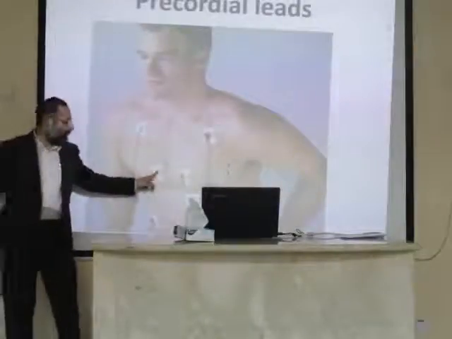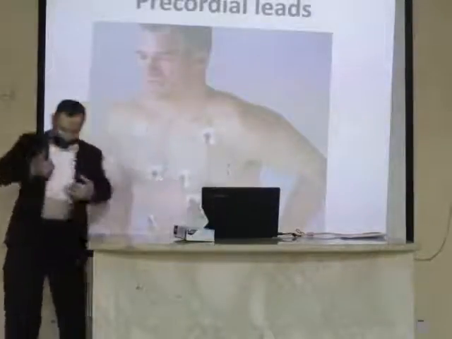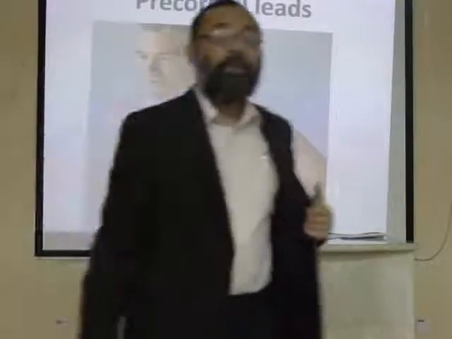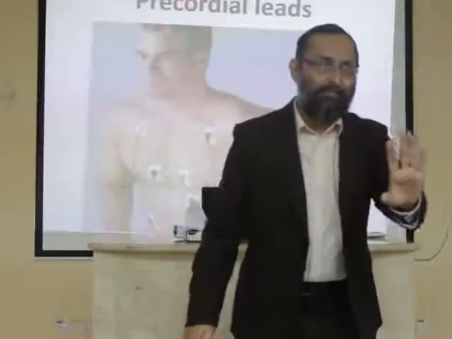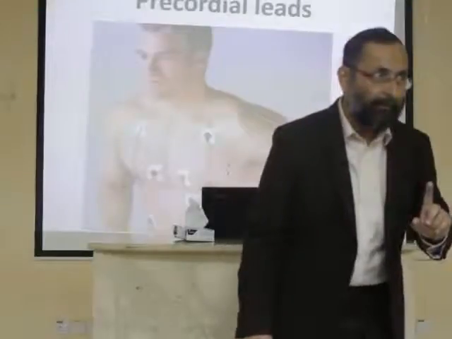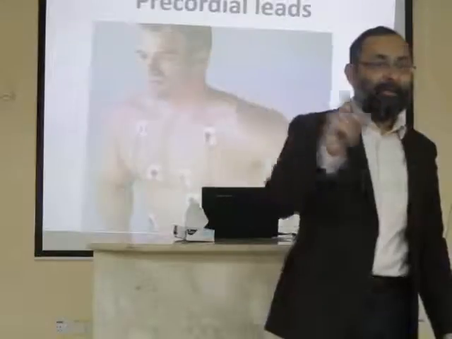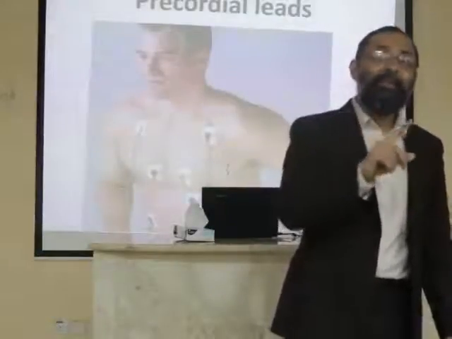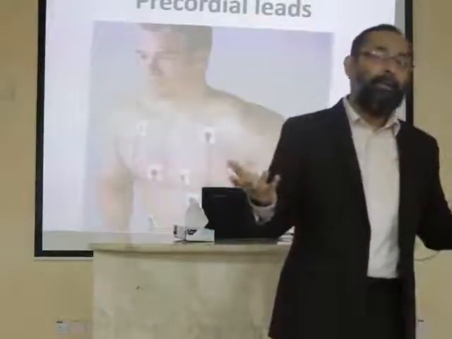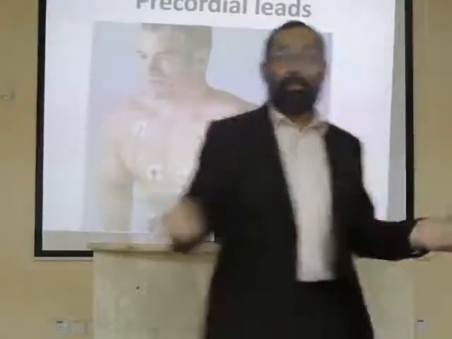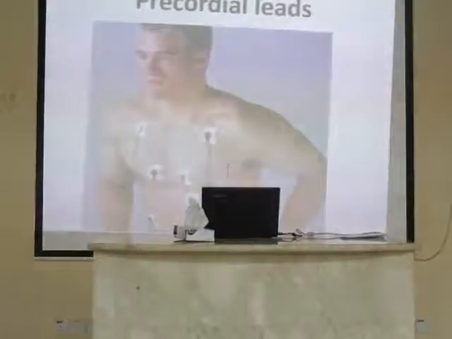This system of leads 1, 2, 3, 4, 5, 6. What do you call this system? Precordial or the chest leads. Alright? Unipolar leads. It means what? Positive and zero. Where will zero be? Heart. And where are the positives? Limbs. No limbs, come on. Why limbs? Precordial. Alright, okay.